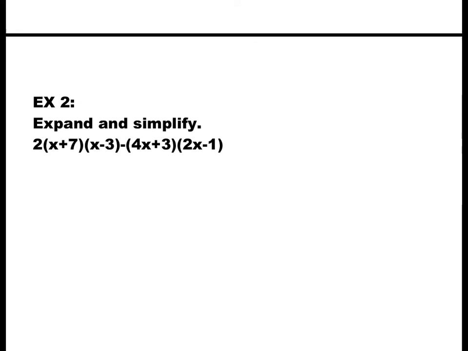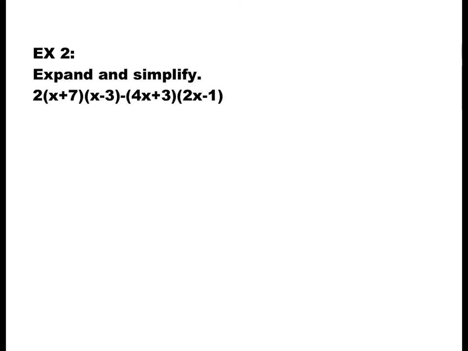The next example we are going to do is the product of two binomials, which we then have to subtract. The process is exactly the same as before. What I'm going to do is expand x plus 7, into the next bracket, which is x minus 3. So I'm going to draw the arrows from each term on the left bracket to the terms in the second bracket. Now, the other product I have is 4x plus 3 times 2x minus 1, so I'm going to draw again the arrows from the first bracket to every term in the second bracket.